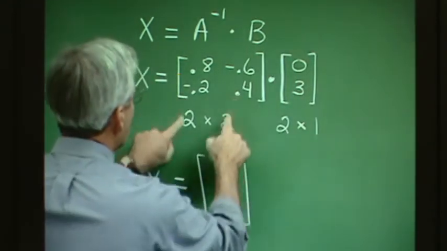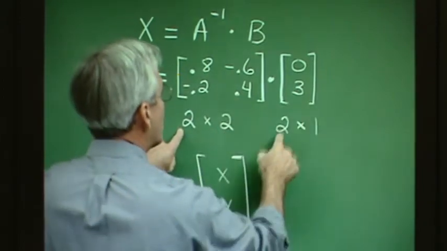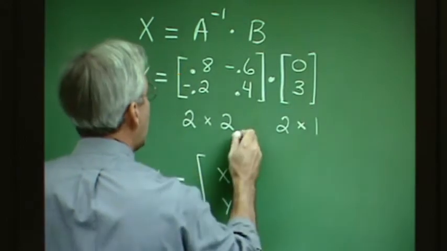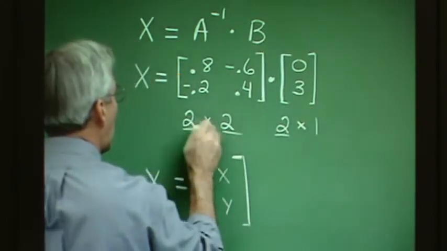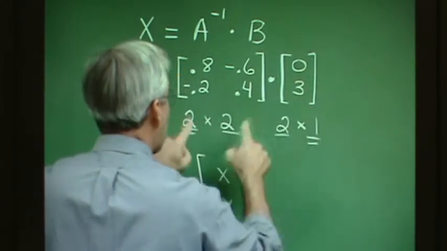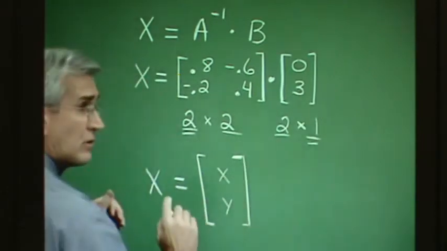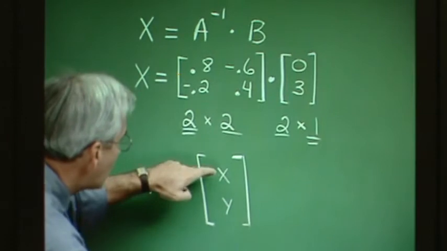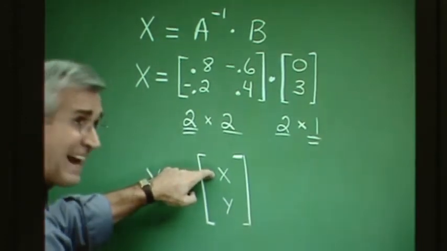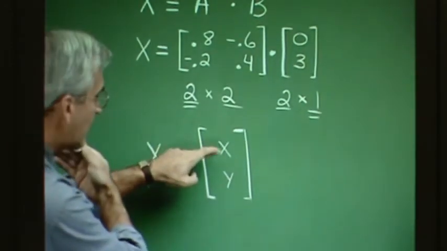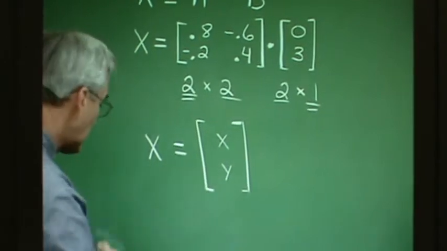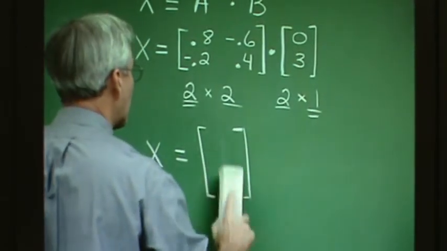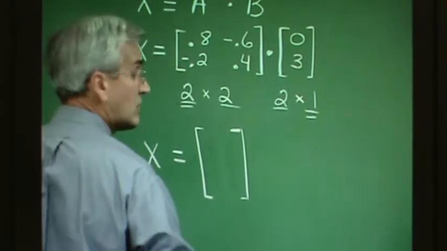So this is a 2 by 2 matrix, and this is a 2 by 1 matrix, because it has 2 rows, 1 column. Our answer to this multiplication will be a 2 by 1 matrix. 2 rows, 1 column. And in this form, the top value will be the value of x that solves the system of equations, and the bottom value will be y. So it's an x, y pair that we're going to read off of the matrix. Okay, let's make the calculation.